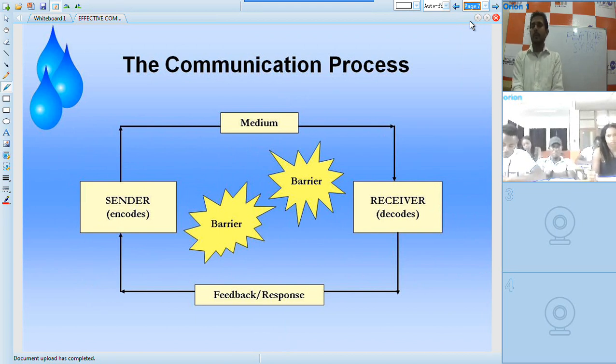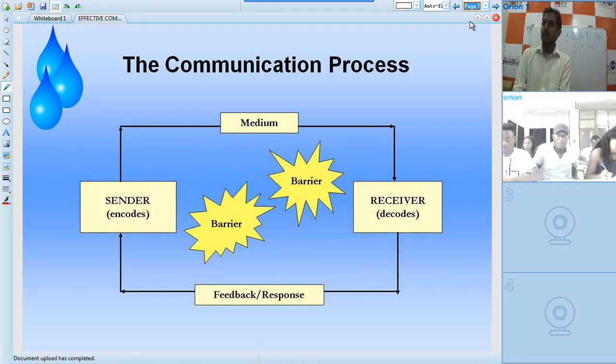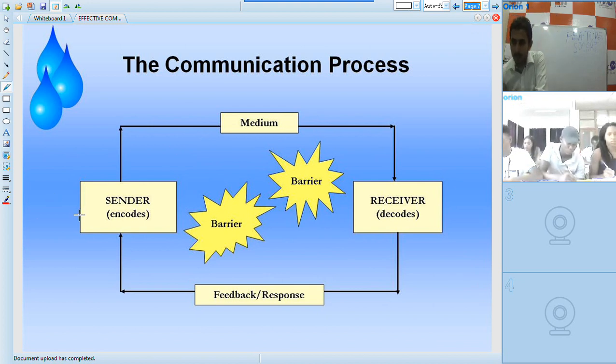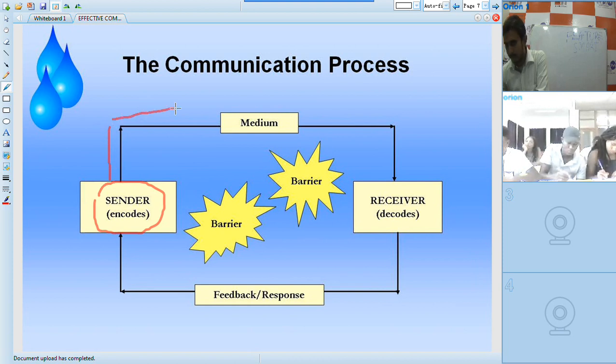Then we come to the communication process. This diagram shows us the communication process. This is the sender, which includes the masses. The message comes like this via some medium to the receivers.